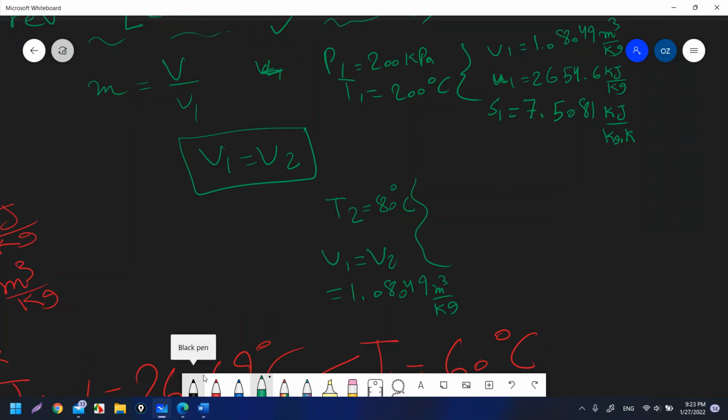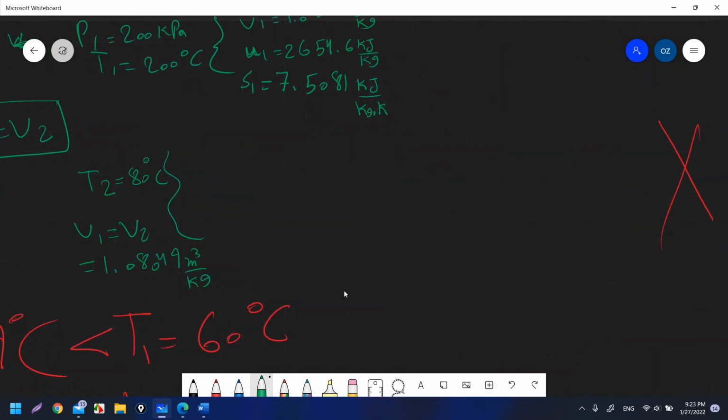So I can say it is a mixture because V2 is less than Vg and bigger than Vf. Vf is 0.001029, V2 is 1.08049, and Vg is 3.4053. So always when you see a mixture, or you know the state is a mixture, you have to find the quality.